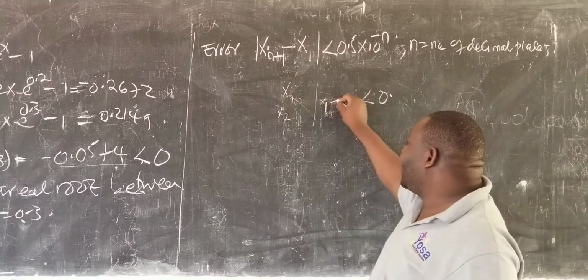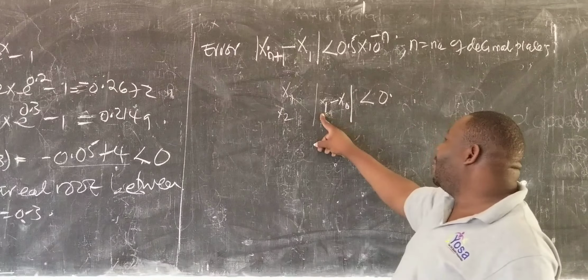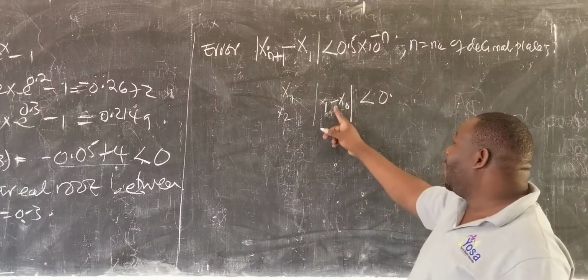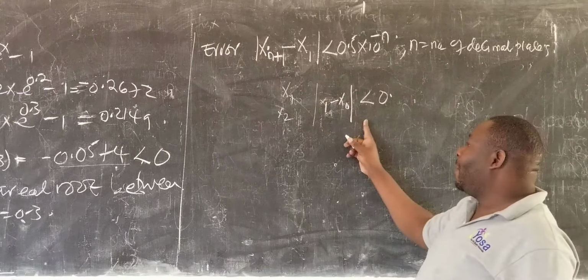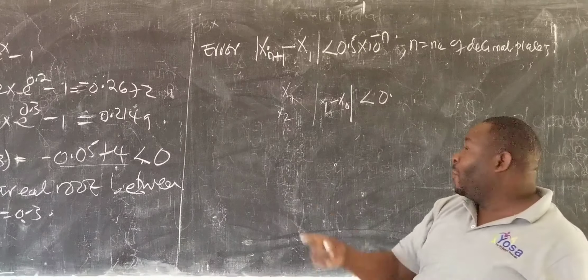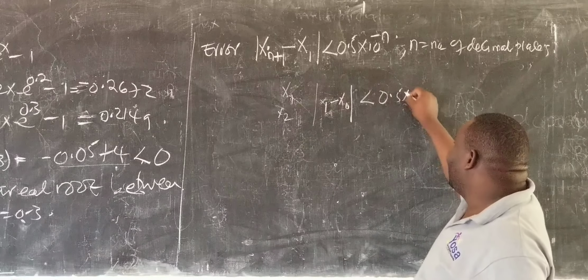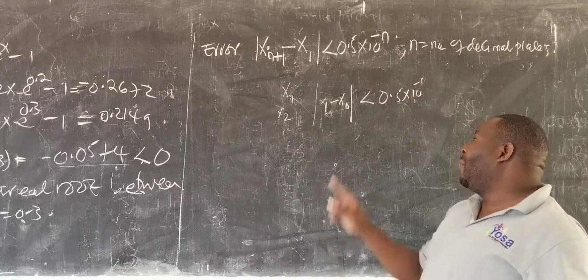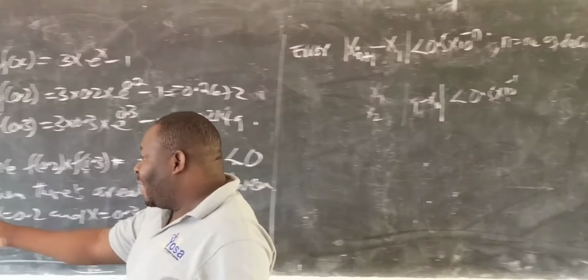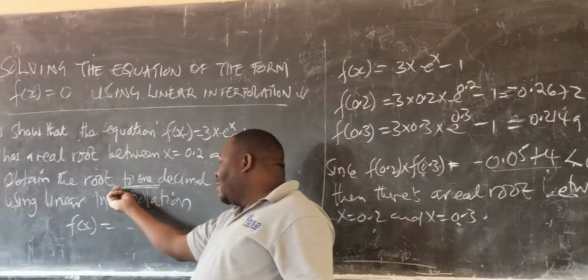For example, we're going to first get the x naught, the initial approximation, then we get the second approximation, we subtract them. If we find that we are getting the root to one decimal place, so we should be 0.5 times 10 power negative 1. If it was to two decimal places, because the condition has been specified here, and we should give the root to one decimal place.